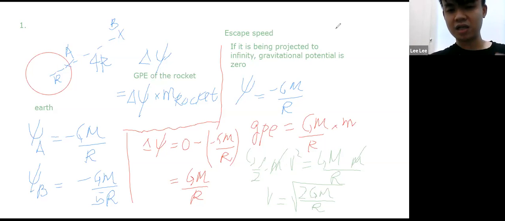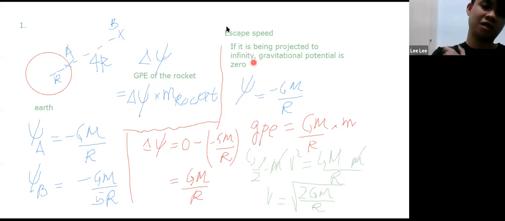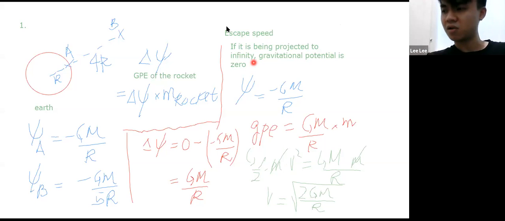The one that I wrote in blue marking at the left side is this one, A and B, because it has a certain position. But in the escape speed discussion, the rocket has to reach infinity. That's why the gravitational potential is 0. If it does not reach infinity, the gravitational potential cannot be 0. Any questions?